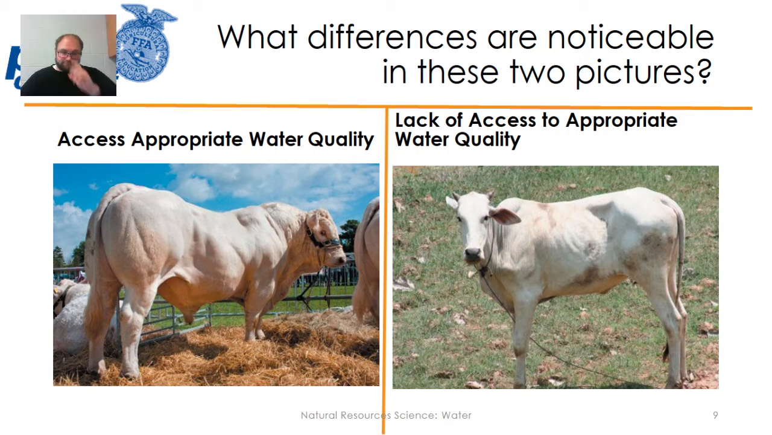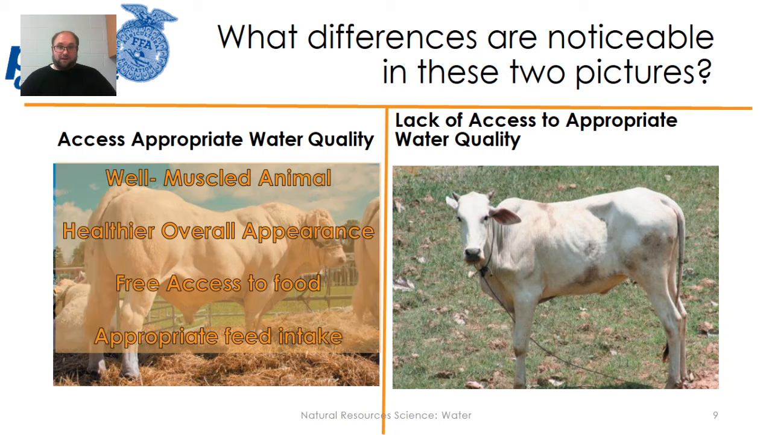All right, so you see that our animal on the left is a well-muscled animal. He has a healthier overall appearance. Some of the things that we might see is that he also has free access to food. He has appropriate feed intake. And so these are all things that, if the animal has access to quality water, he's going to be healthier, because it's going to balance out the nutrients that he's able to take in.